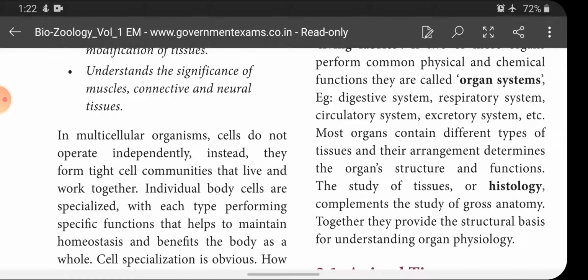If we take the example of the digestive system, the organs present are the mouth, esophagus, stomach, small intestine, large intestine, rectum and anus. These are different organs, all involved in a similar function like digestion. So all the organs together make a system called the digestive system. The same thing takes place in the rest of the systems, such as the respiratory, circulatory, and excretory systems.